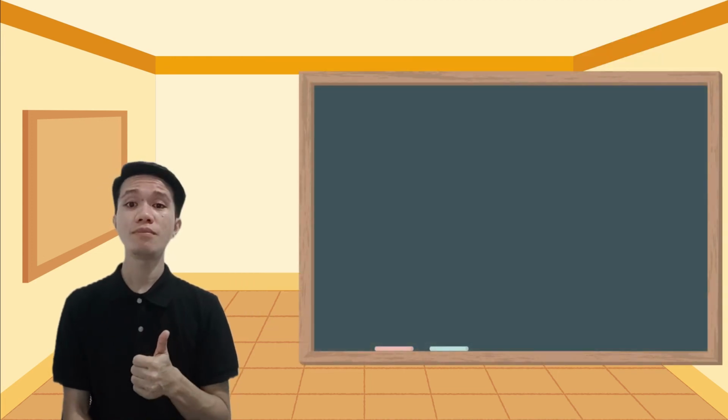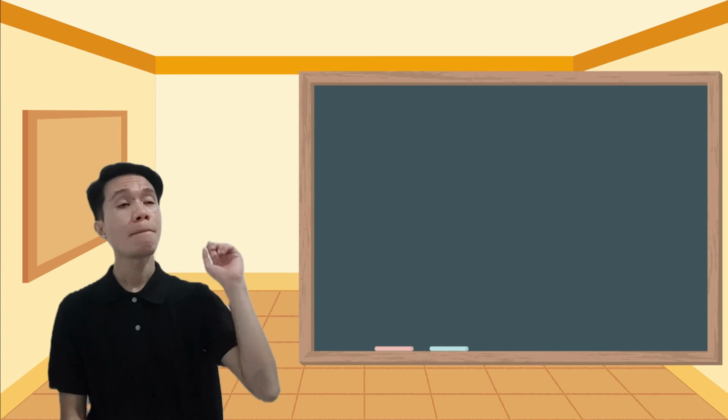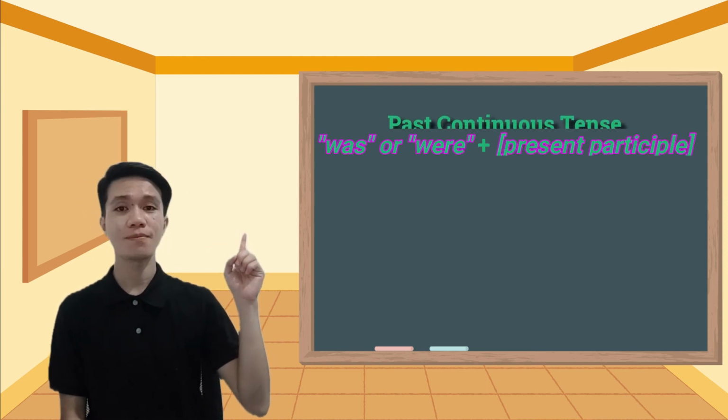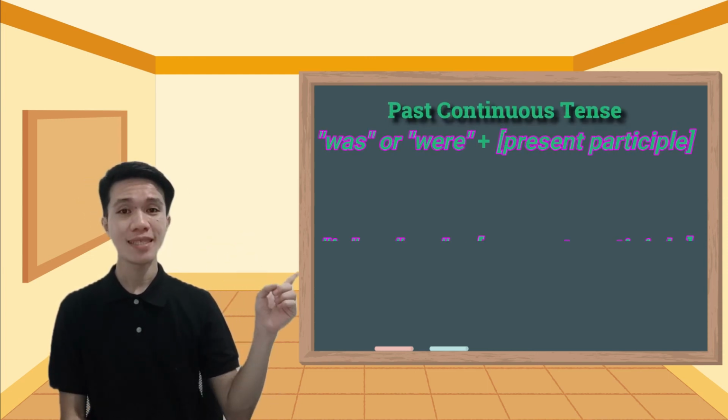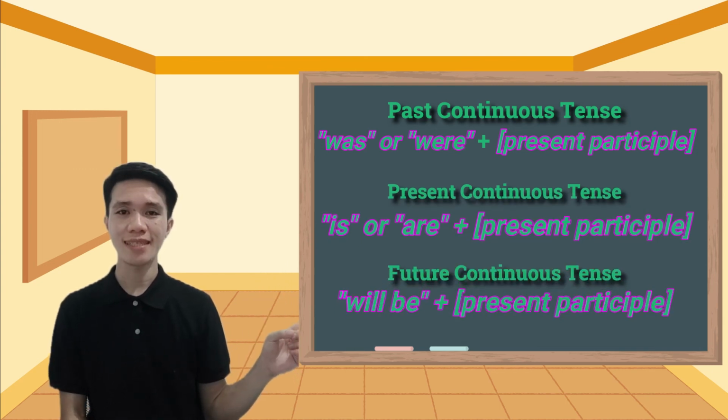As a rule of thumb, in forming the continuing or progressive aspects of verbs, check out this simple guide for past continuous tense, present continuous tense, and future continuous tense.